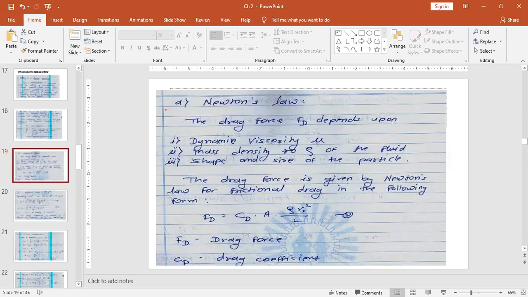When we equate these two equations, why should we equate these two equations? Because the particle will settle at what stage? When the drag force and driving force become equal. And that velocity is known as the settling velocity. So to find out the settling velocity of the particle in a fluid, we need to equate these two forces, that is drag force and driving force.